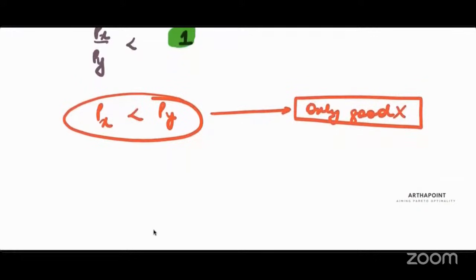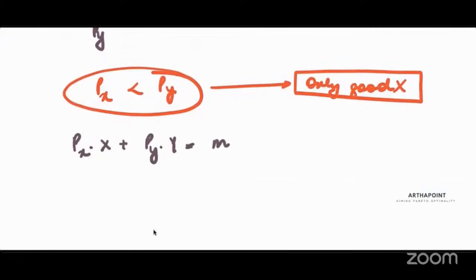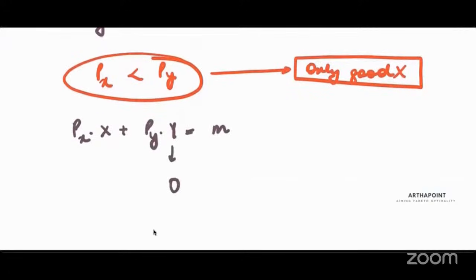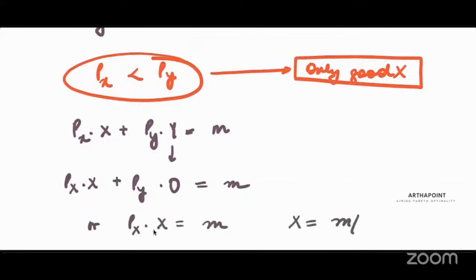So because I am buying only good X, if I write my budget line, Px into X plus Py into Y is equal to M, instead of Y I can write 0 because I'm buying only good X. X and Y are substitutes and X is cheaper. So Px into X is equal to M, X is equal to M by Px.